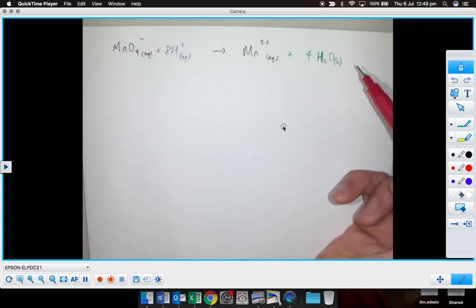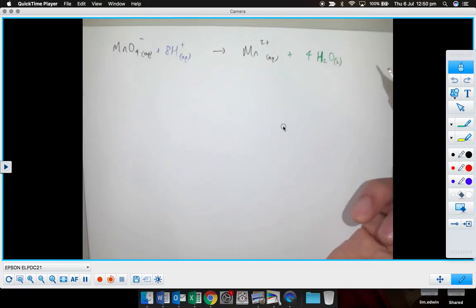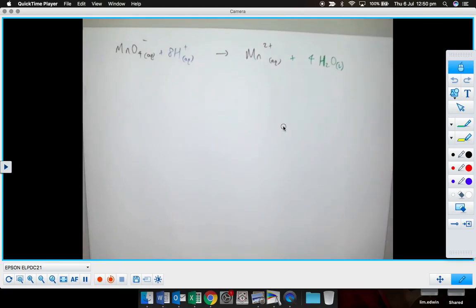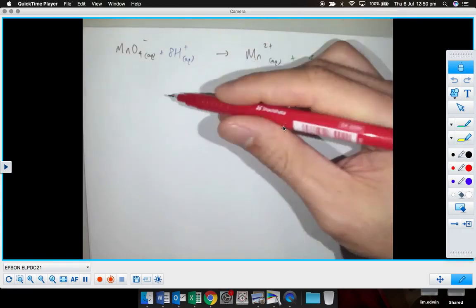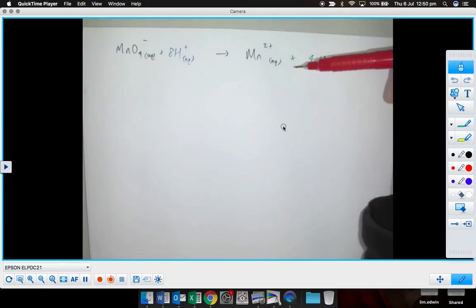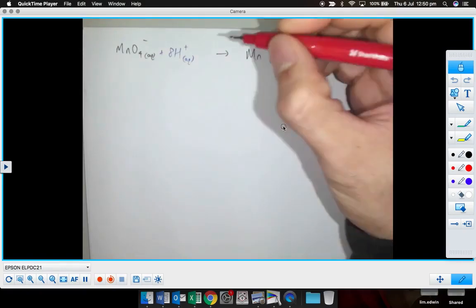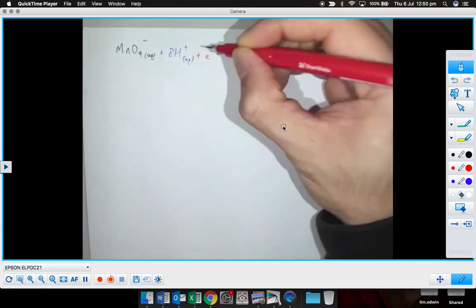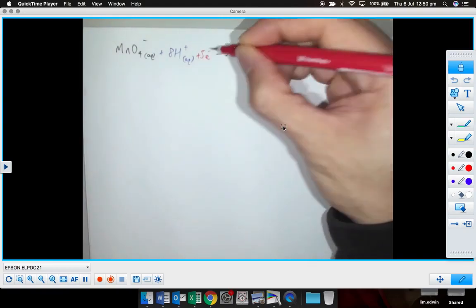Now, electrons are negatively charged, and therefore we'll need to add them to the side which is more positively charged. The side which is more positively charged is this side. It's plus 7 compared to plus 2. So we need to balance it out so that they are both plus 2. We're going to bring the positive 7 down to the positive 2, so we're going to need to add 5 electrons.